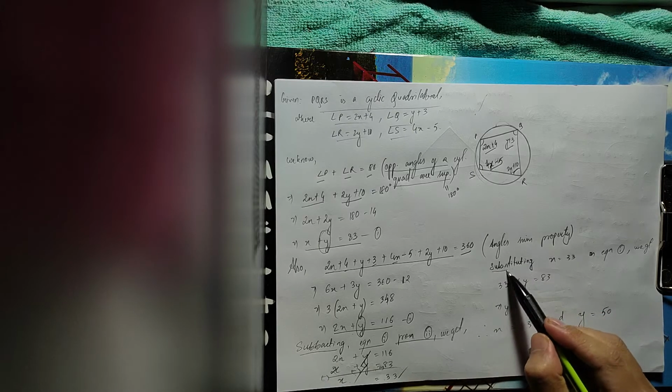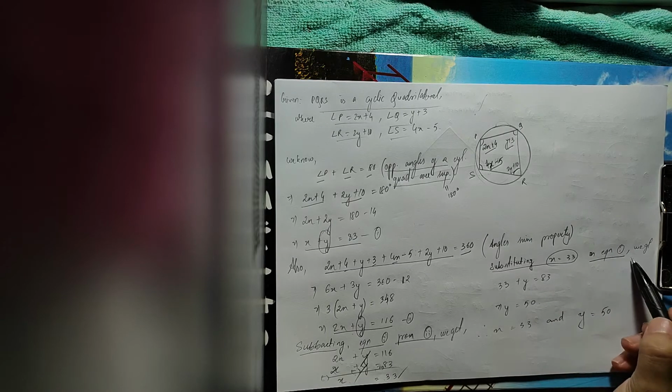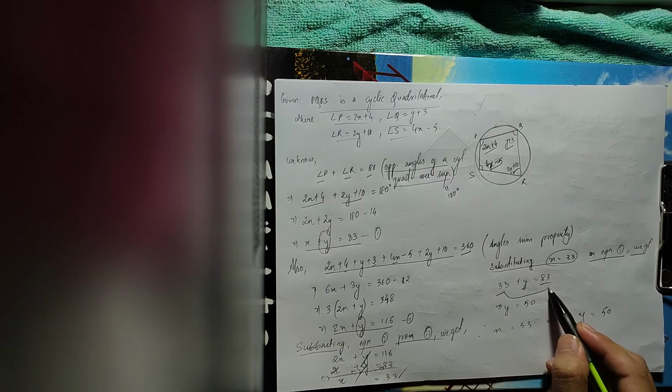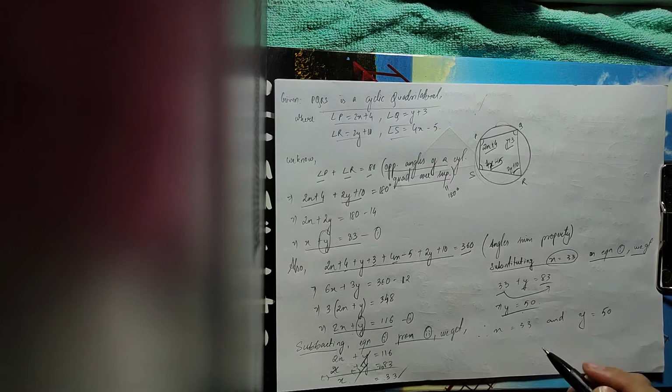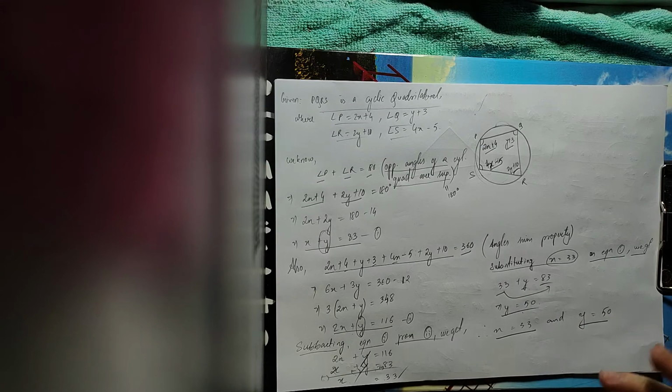Now we'll substitute this x is equal to 33 in equation 1. So we get 33 plus y is equal to 83, and 33 will go here, and if you solve, you get y is equal to 50. So we have x is equal to 33 and y is equal to 50.